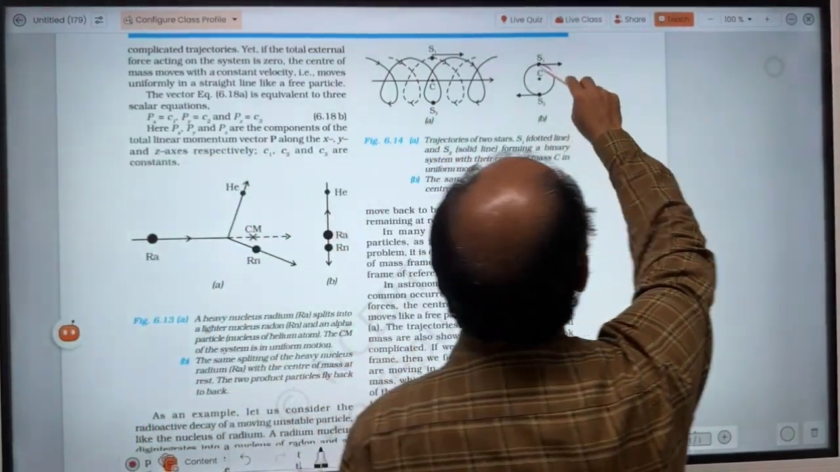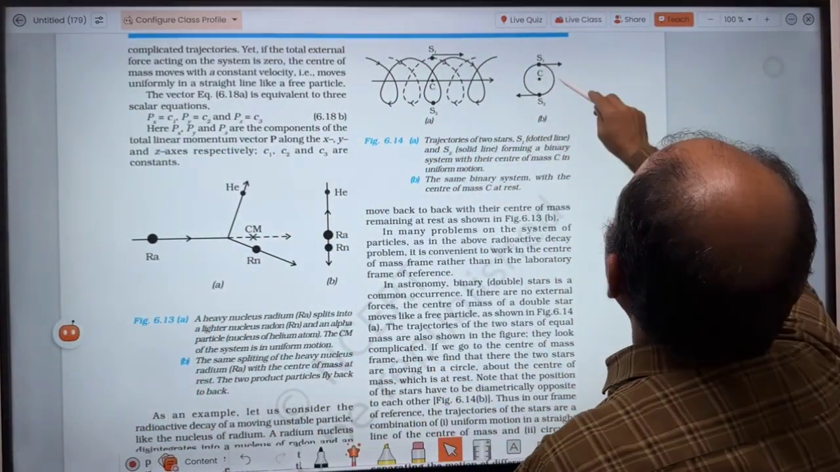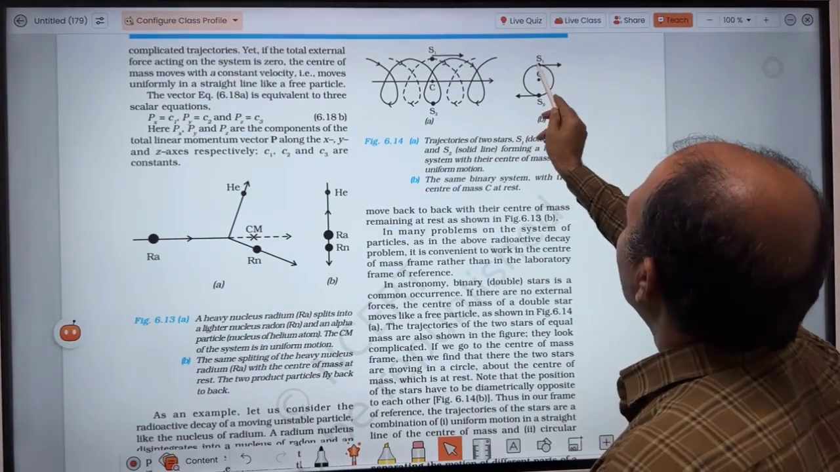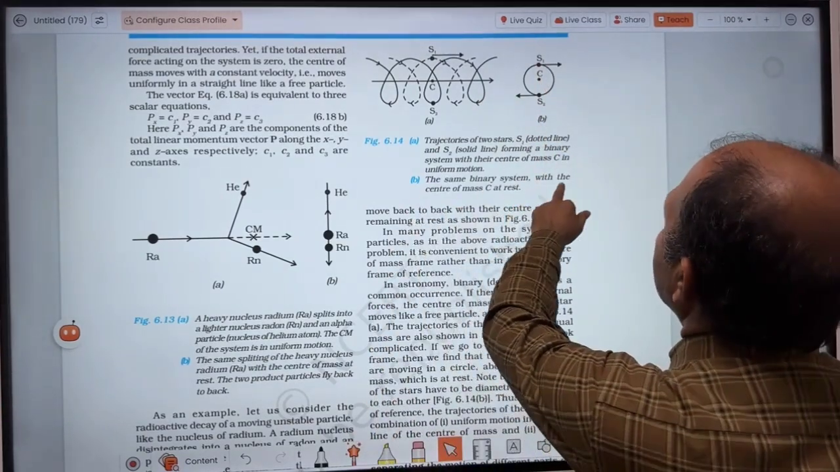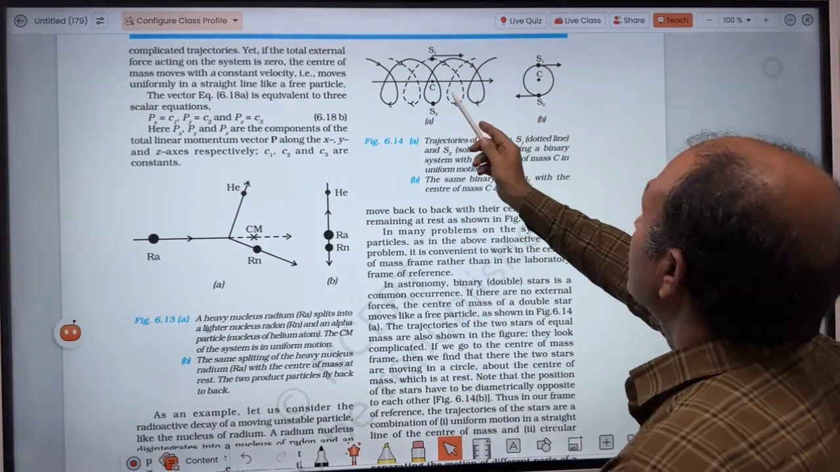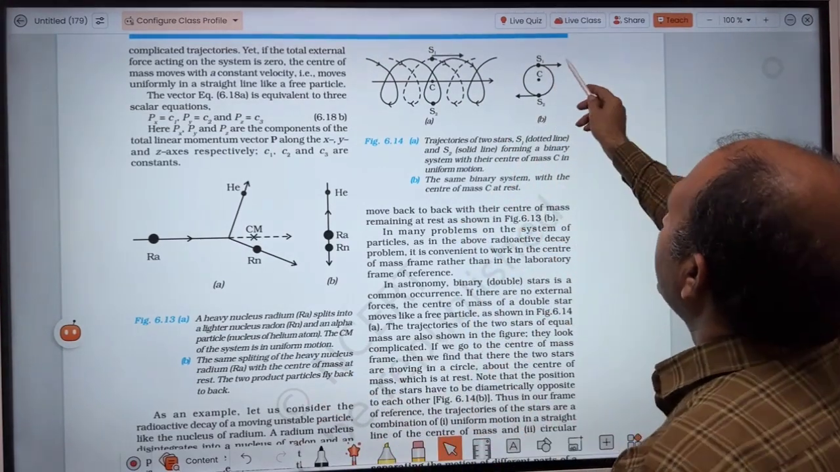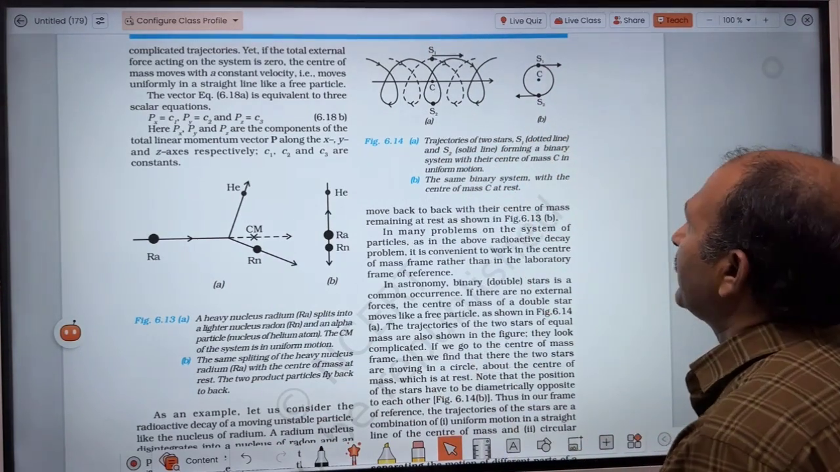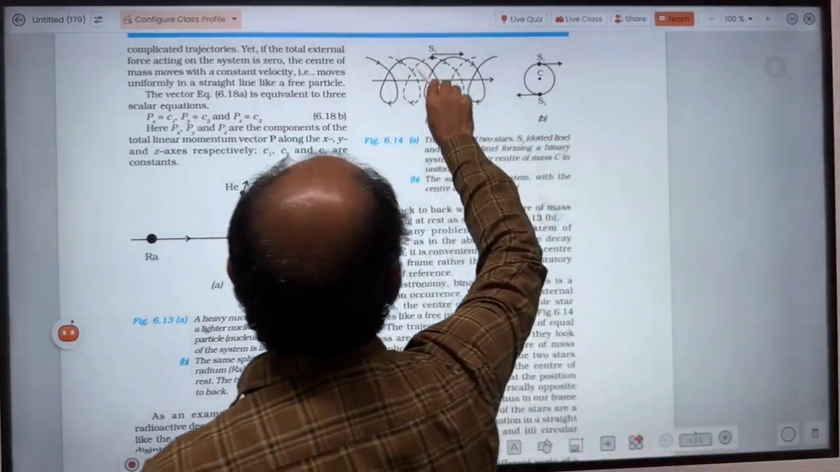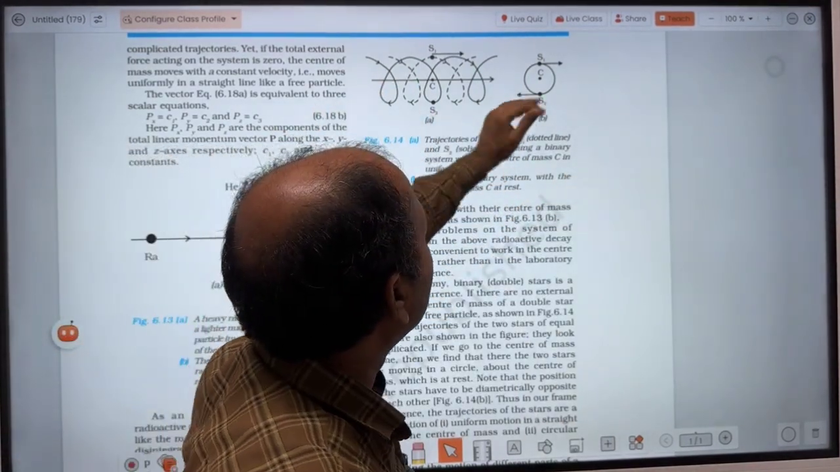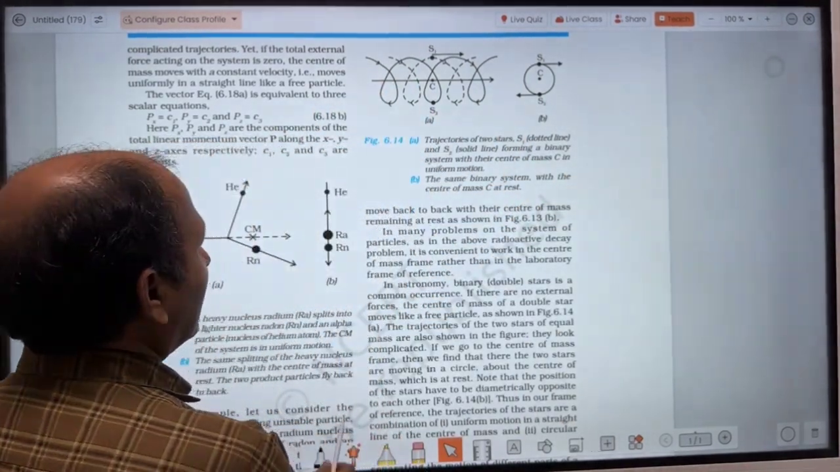Similarly, in this case, binary, same thing, motion in this direction, motion this. So the center of mass will lie over here. The same binary system with the center of mass C at rest, because this is moving in this direction and this is moving in the opposite direction, so they are equal and opposite. The momentum due to this and the momentum due to this will cancel out, and hence the center of mass will remain at rest. Here both the stars are moving forward. That is why the center of mass is also moving in the same direction.